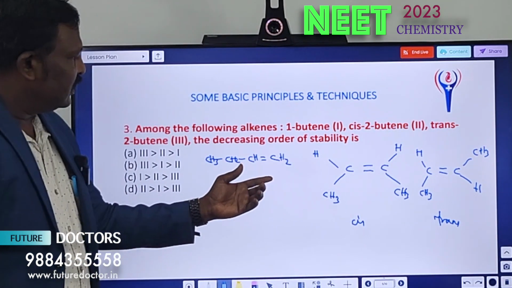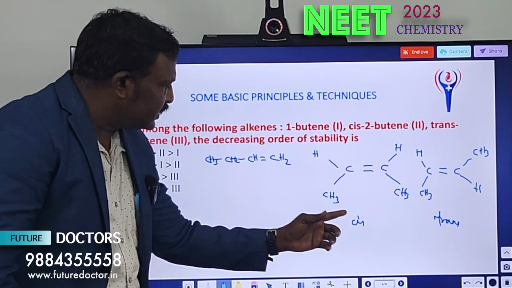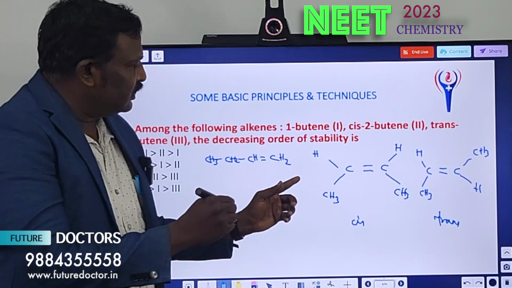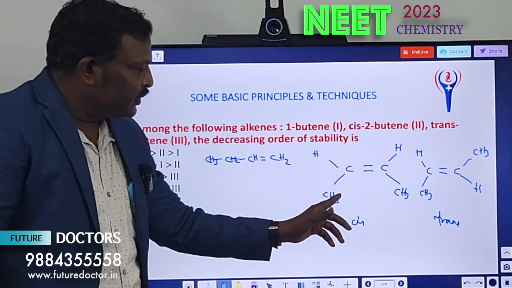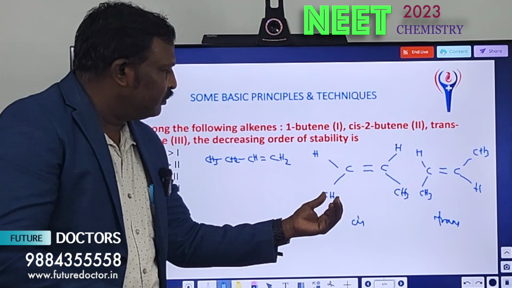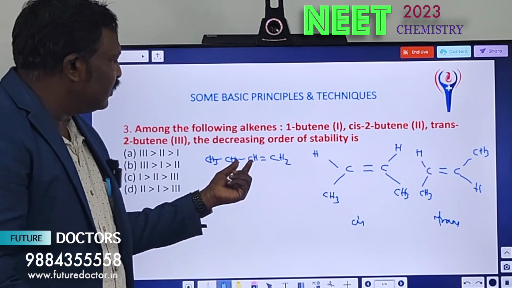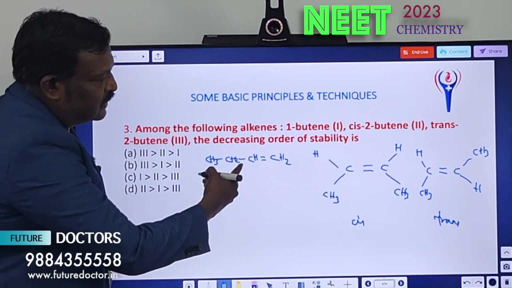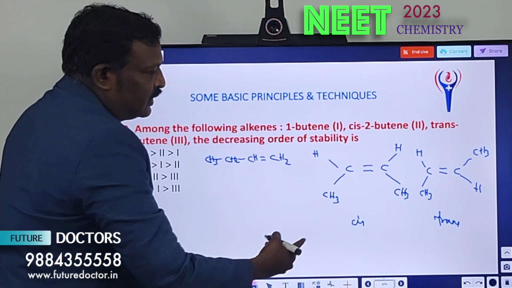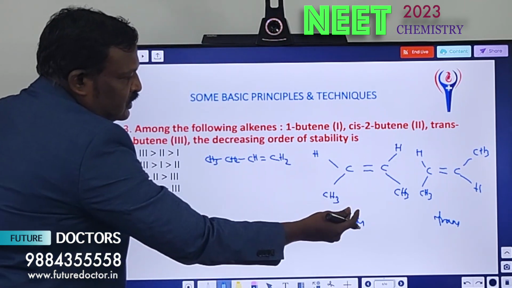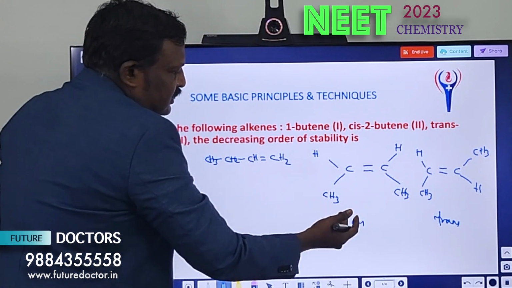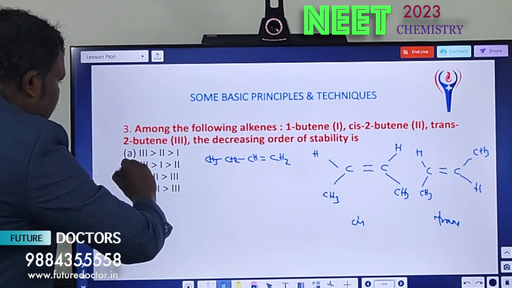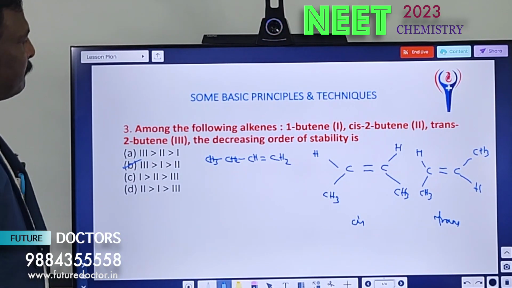In this case, when compared to cis and 1-butene, in cis-butene we have two methyl groups. Usually if an alkene has more alkyl groups, that will be the most stable. But here, only an ethyl group is present, while here two methyl groups are present. So when compared, this is more stable. So trans is more stable than cis, and cis is more stable than but-1-ene. So answer B is the correct option. Understood? Okay. Next one.